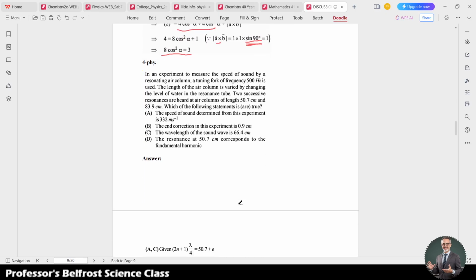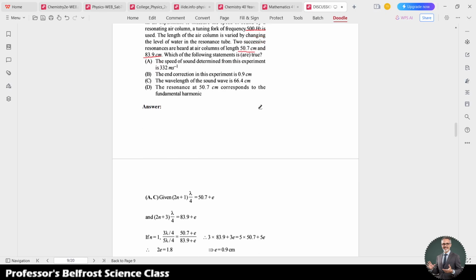Second question, physics. In an experiment to measure the speed of sound using resonance in a column with a tuning fork of frequency 500 hertz, the two successive resonances are at 50.7 centimeters and 83.9 centimeters. Which statements are true?